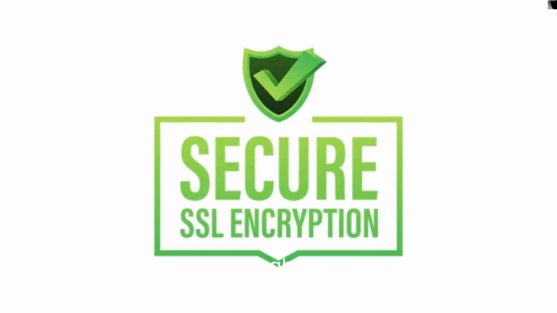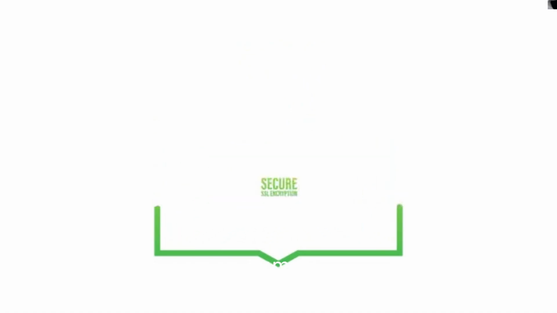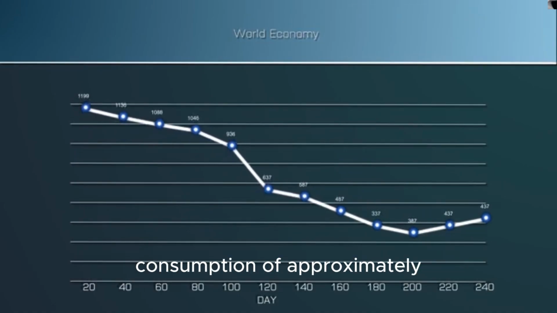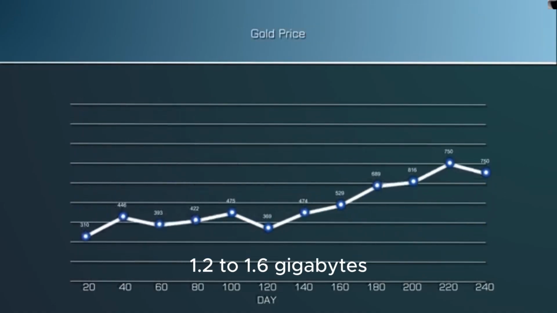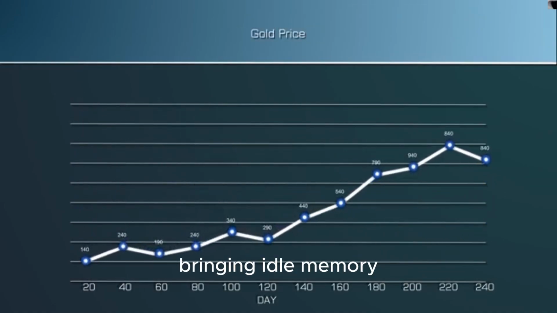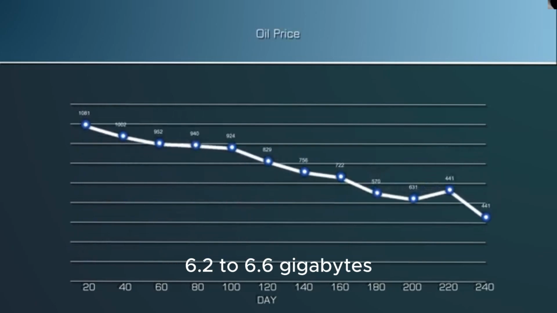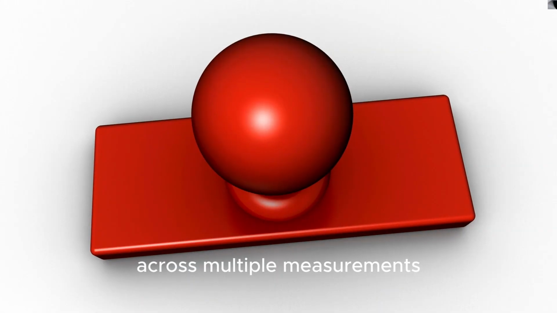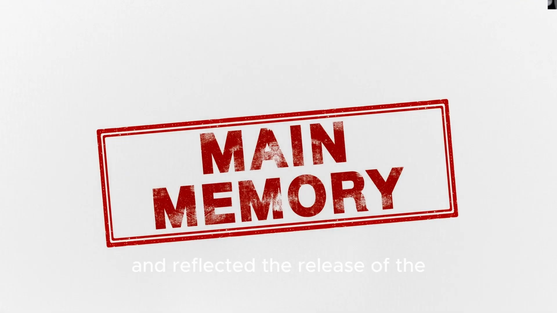Disabling memory integrity through the Windows Security application, navigating to device security, then core isolation, and toggling memory integrity off, followed by a system restart, produced a measured reduction in RAM consumption of approximately 1.2 to 1.6 gigabytes, bringing idle memory consumption to approximately 6.2 to 6.6 gigabytes. The reduction was consistent across multiple measurements and reflected the release of the hypervisor's memory allocation and the memory occupied by the virtualized security processes.